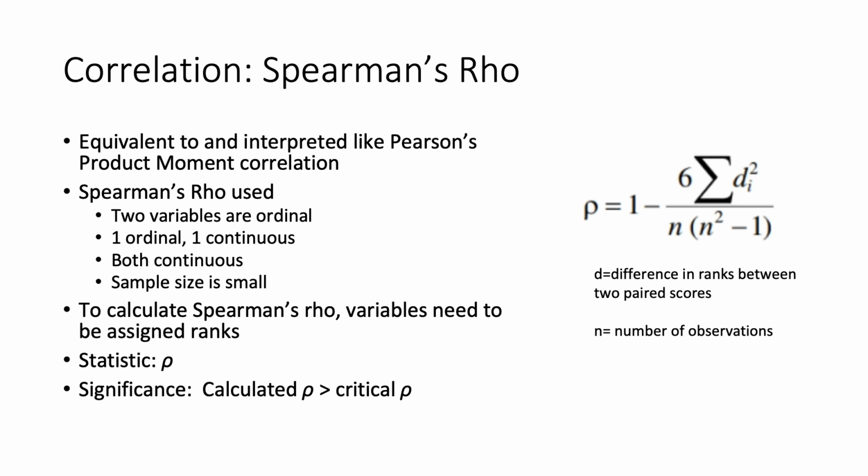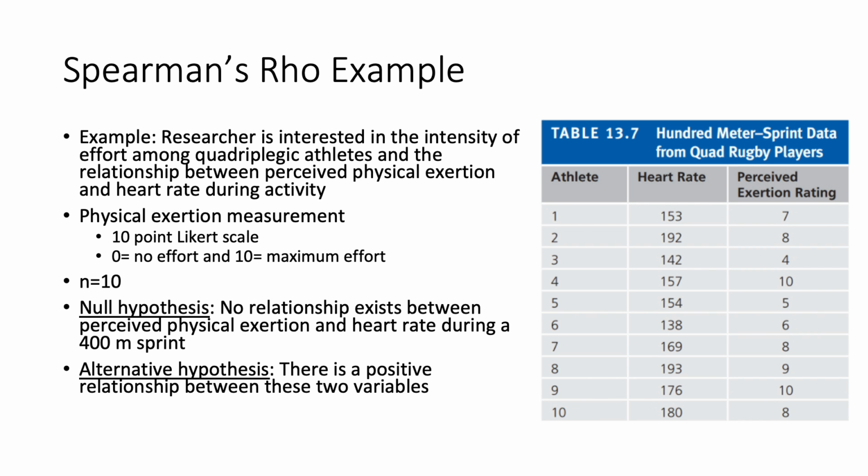The statistical symbol for Spearman's rho is ρ. You can also see in the formula d is the difference in ranks between two paired scores, and n is the number of observations. Lastly, you can also see with the formula to the right that this is where you input all the numbers, and then for your Spearman's rho to be significant, the calculated ρ has to be greater than the critical ρ value.